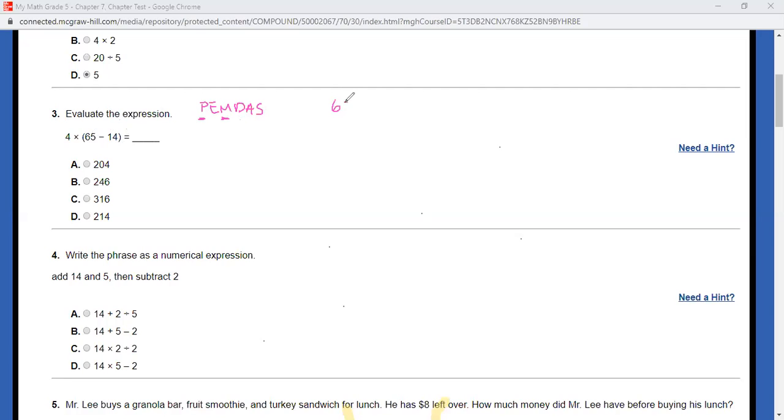So I'm going to go ahead and do 65 minus 14. Butterfly ice cream cone, do you want to help me out? Yes. Okay, so what's 5 minus 4? 1. Good. And then what's 6 minus 1? 5. Yes. All right, so I have 51. And now I can do what you were saying. I'm going to do 4, and now it's times 51.